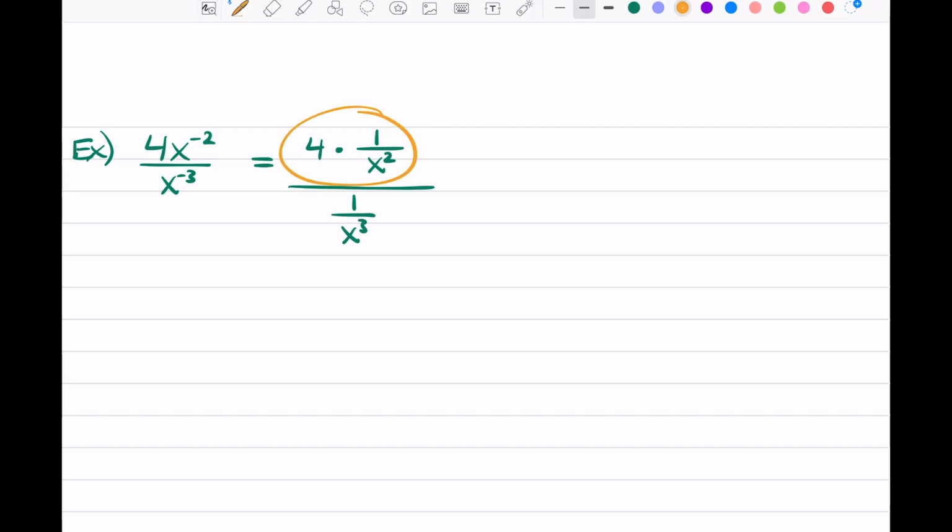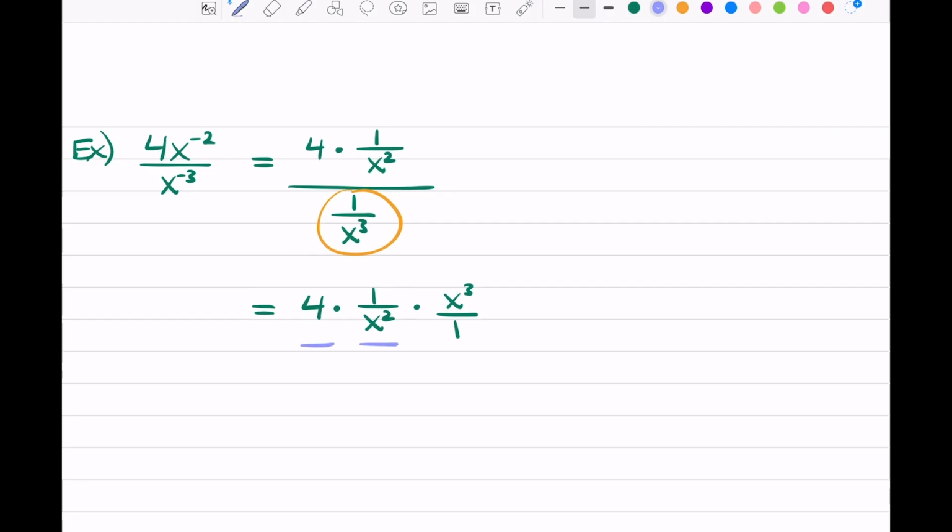Now we have a piece on top and a piece on bottom, and our piece on bottom is a fraction. So we're dividing by a fraction. How do we do that? We multiply by the fraction flipped. So we'll have 4 times 1 over x squared, and then multiply by our fraction flipped. So we'll have x to the 3rd over 1.